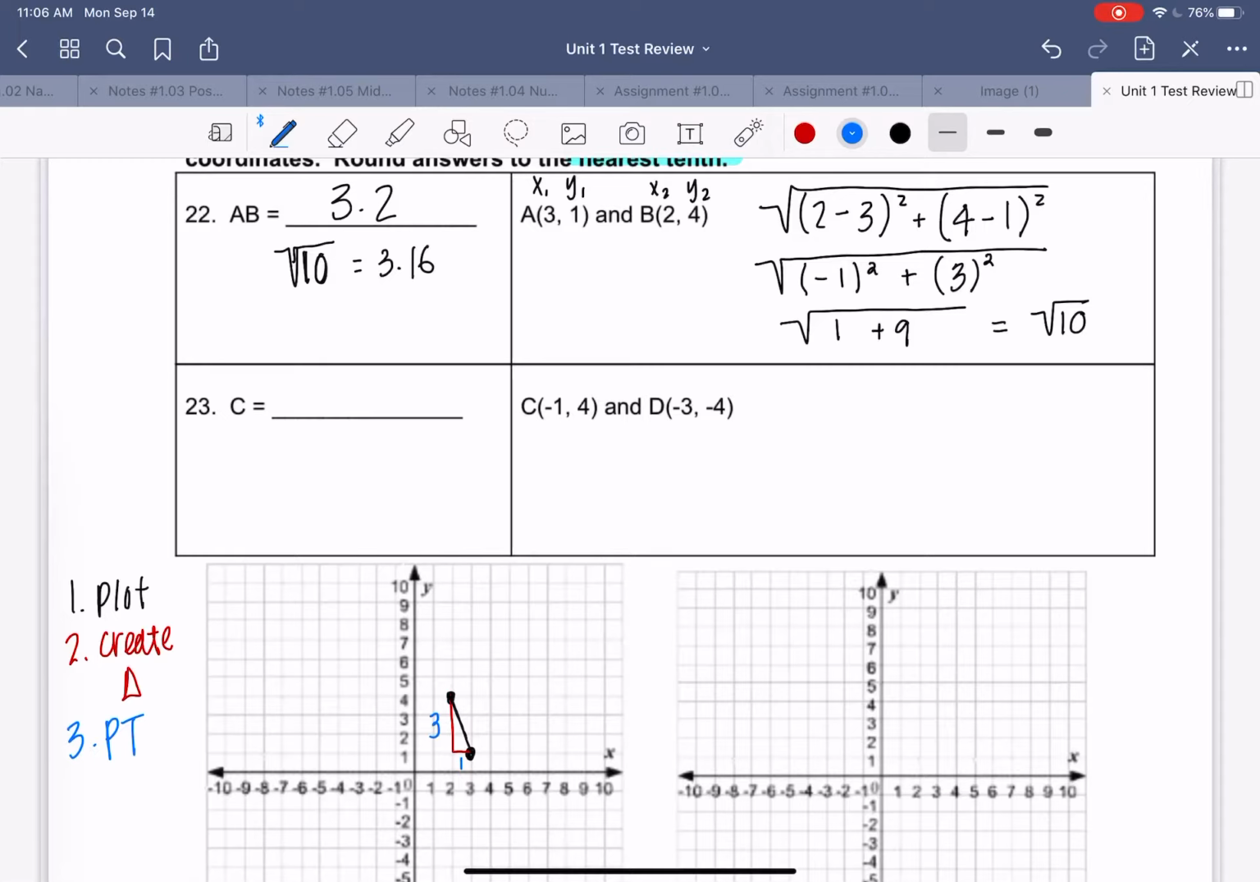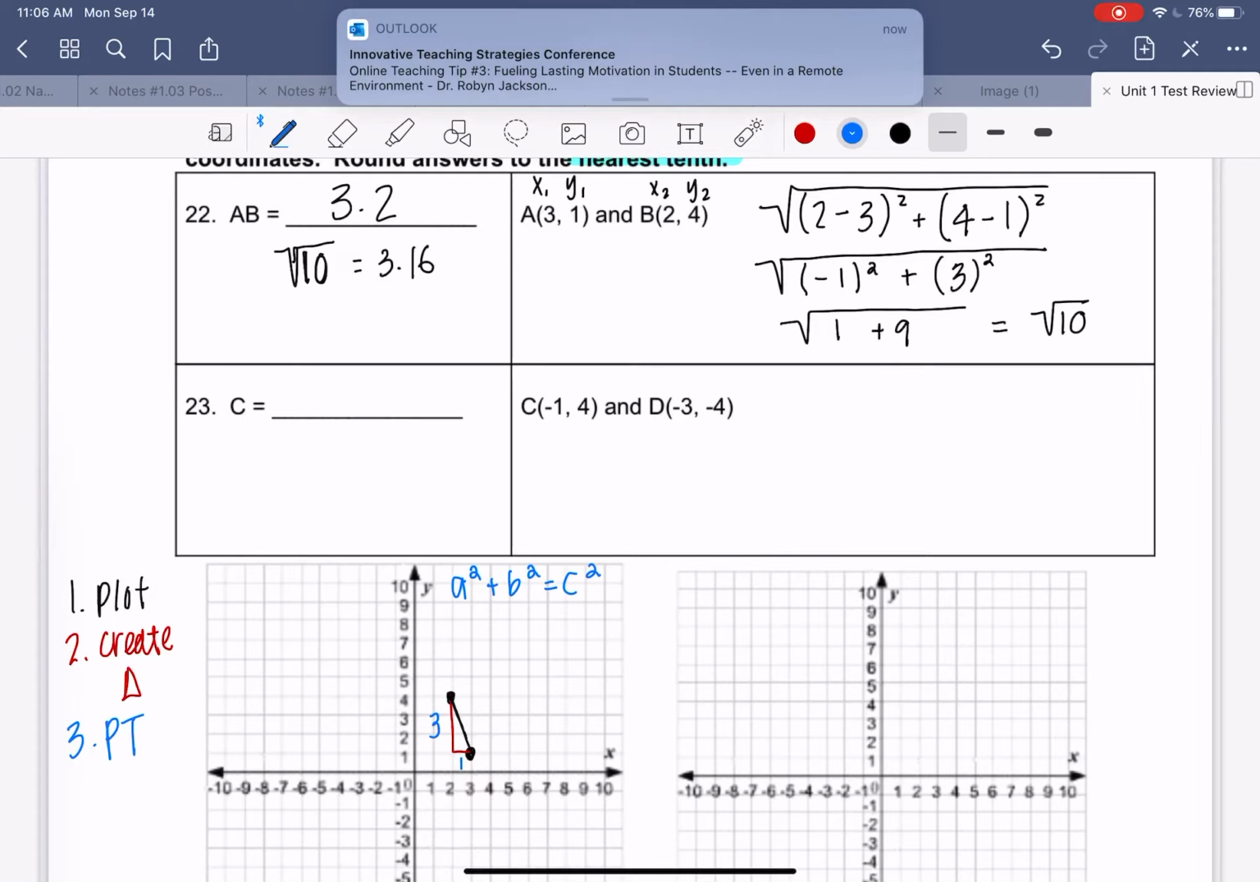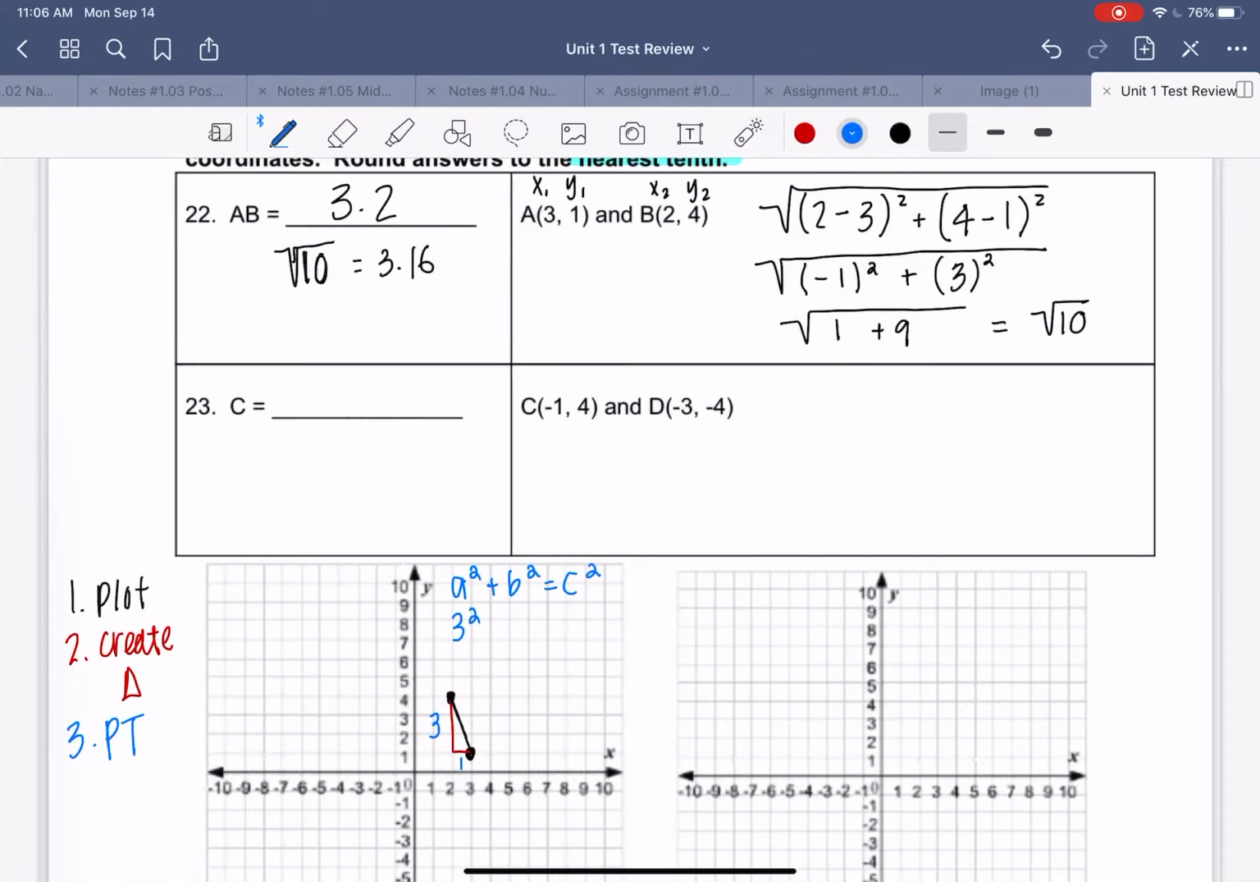Well, remember Pythagorean theorem is a squared plus b squared equals c squared. A squared and b squared being the sides of the triangle, the legs of the triangle. So we have 3 squared plus 1 squared equals c squared.